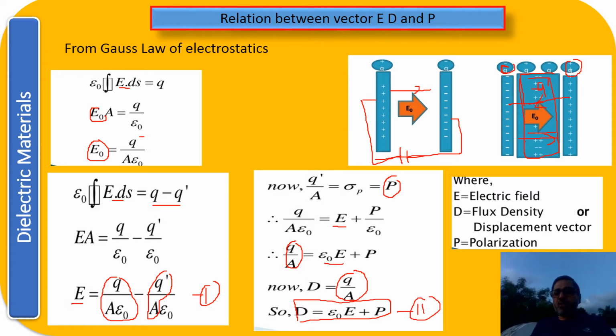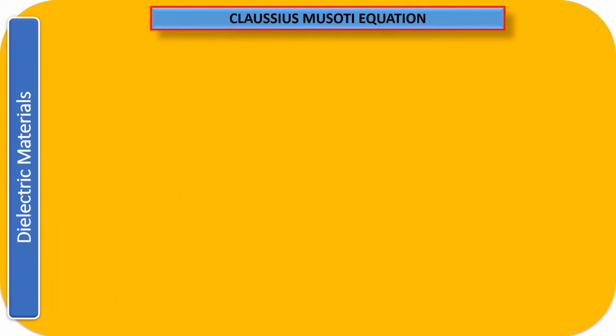Now let us look into how we can apply this equation to derive the Clausius-Mossotti equation. The Clausius-Mossotti equation is used for a single type of atom, where we have just one type of atom, and if we have to find the dielectric constant in that type of material, then the Clausius-Mossotti equation is applied. So now let us derive the mathematical equation for the Clausius-Mossotti equation.